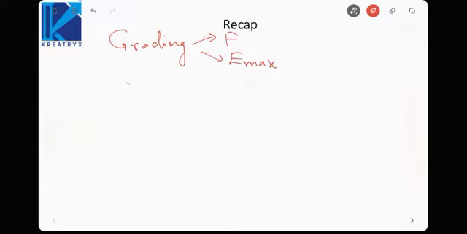Then we saw capacitance of the cable. It came out to be 2 pi epsilon naught epsilon r divided by ln R by r.